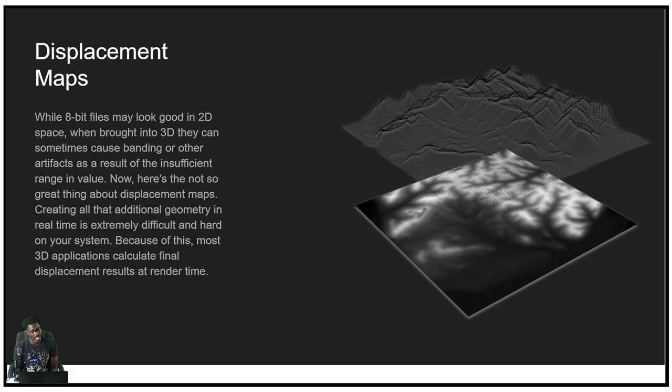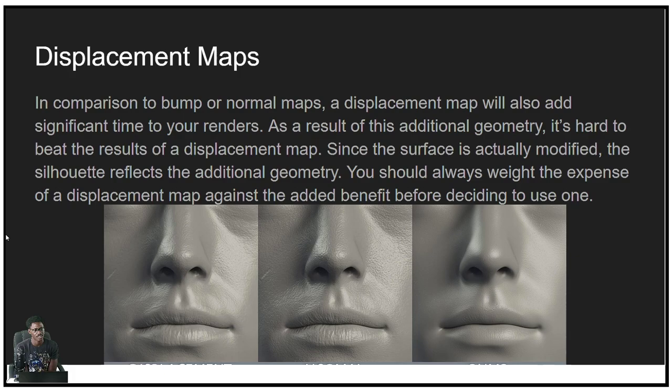And after this, I can open up 3ds Max and show you an example of a displacement map. All right, so let's move on. In comparison to bump or normal maps, a displacement map will also add significant time to your render. As a result of this additional geometry, it's hard to beat the results of a displacement map. Since the surface is actually modified, the silhouette reflects the additional geometry. You should always weigh the expense of the displacement map against the added benefit before deciding to use one.